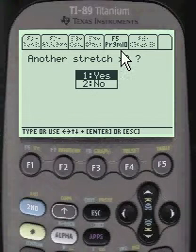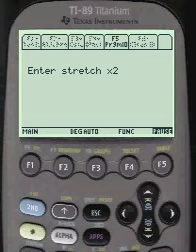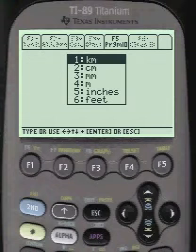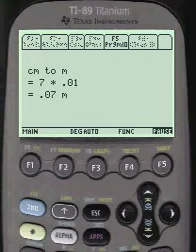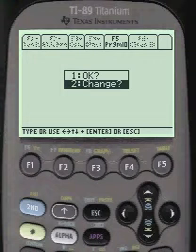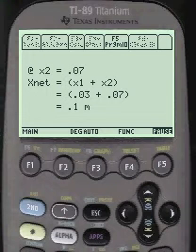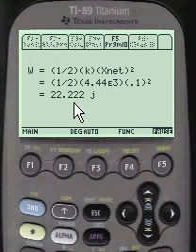Now we can use another stretch, because they give you different stretches, and the next one we say yes, and the next one they give you is 7 centimeters, alpha 7. Again, centimeters, it changes it to meters. Say it's okay. Spring constant again, and then the x net is 0.1 meters. And the work is 22 joules.